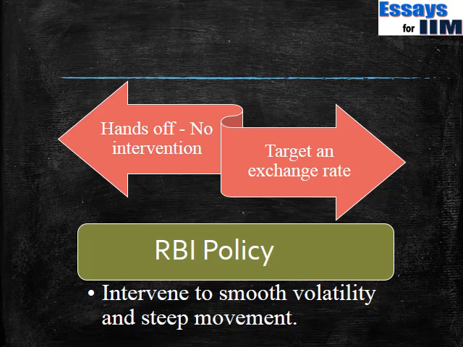RBI says that we lie somewhere in between. We are not totally free and we are not totally targeting, but we intervene to smooth volatility, and whenever there is a steep movement in exchange rates, we will come in to intervene. This is because RBI believes that when the currency fluctuates too much, there is a lot of volatility in other related markets, which is not good for the Indian economy, and hence smoothing of exchange rates is desirable, but the equilibrium price of the exchange rate will be determined in the free market.